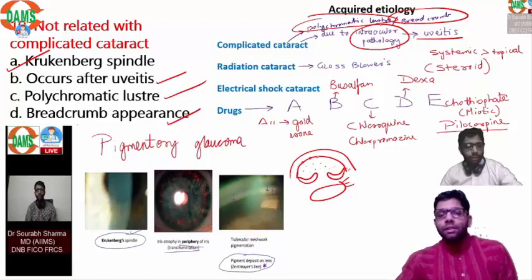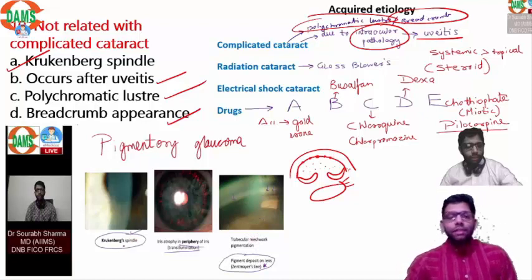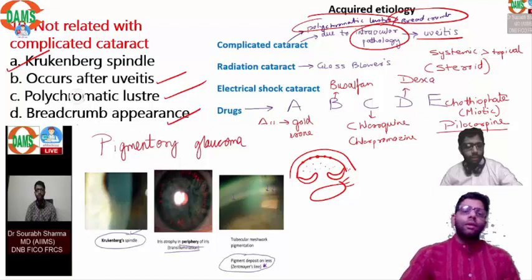Pigments are seen posterior to the endothelium. That is the Krukenberg spindles, and iris is losing the pigment. So iris transillumination defects are seen. This is pigmentary glaucoma, secondary open angle glaucoma, but complicated cataract does not have Krukenberg spindles.